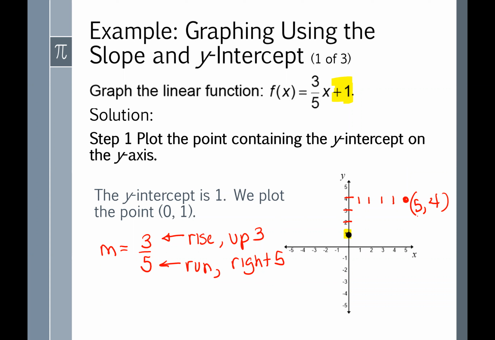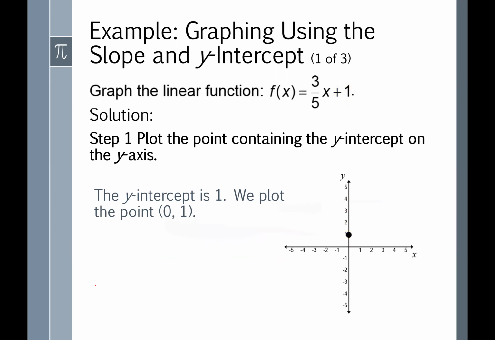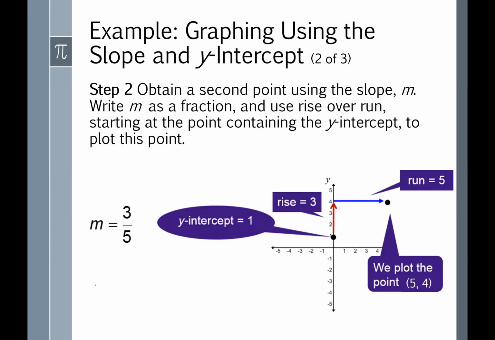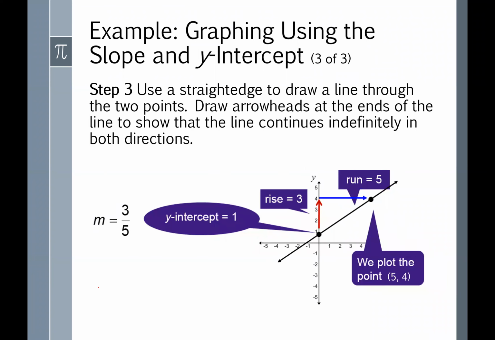Now I could go down 3 and to the left 5. So I could go down 3, 1, 2, 3, and to the left 5. And that is also a point on the line. Is that -2, -5? So I could do that also, but typically we go up and to the right. So we go up 3 and to the right 5, we end up at 5, 4, and then we draw a line through those 2 points. So using the slope and the y-intercept to graph the equation of a line.